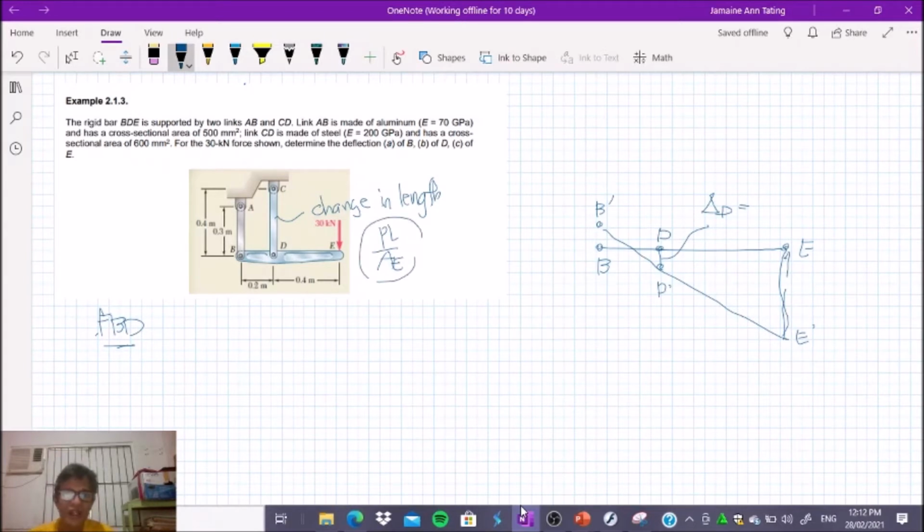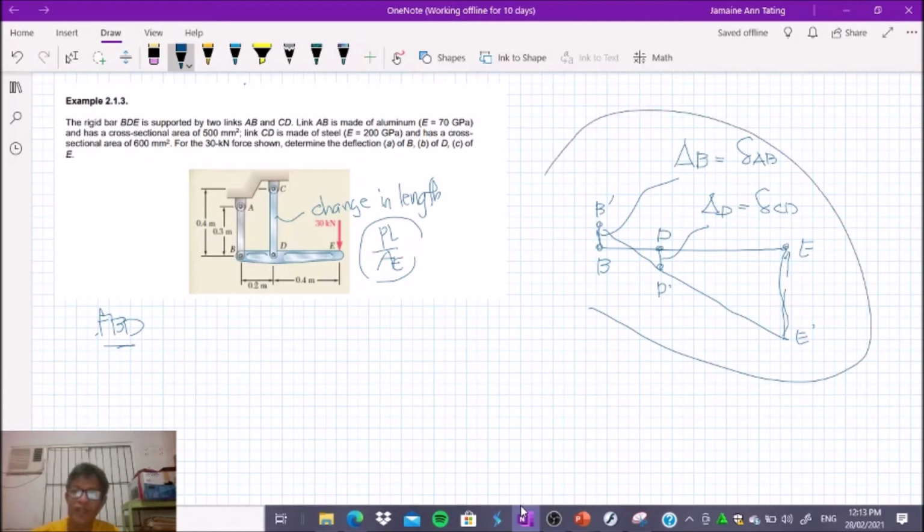No? Ngayon, ito yung downward movement ng point D. That is simply just the elongation of a length CD. Ito naman na value na ito is simply the change in length, the upward movement of point B, that is equal to the change in length, although this is in compression of length AB. Okay. So ito na yung deformation diagram natin. Yung deformation diagram.